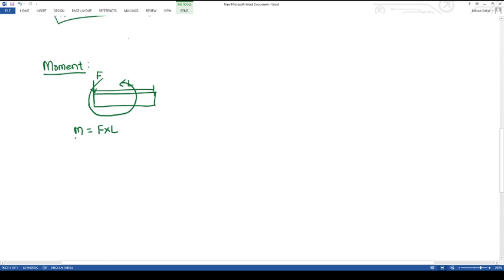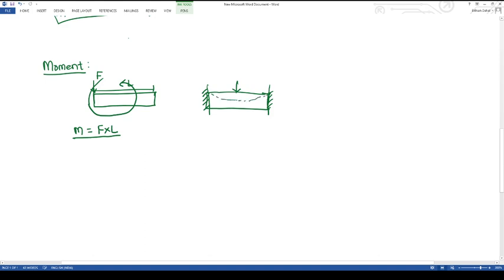Now from this equation, we can say that moment is a force that is causing a rotational moment here. So we can say that moment is a type of rotational force. Or otherwise you can say I have a plank here and this plank is fixed at both the sides, and now I'm applying a force here. So what will this force do?